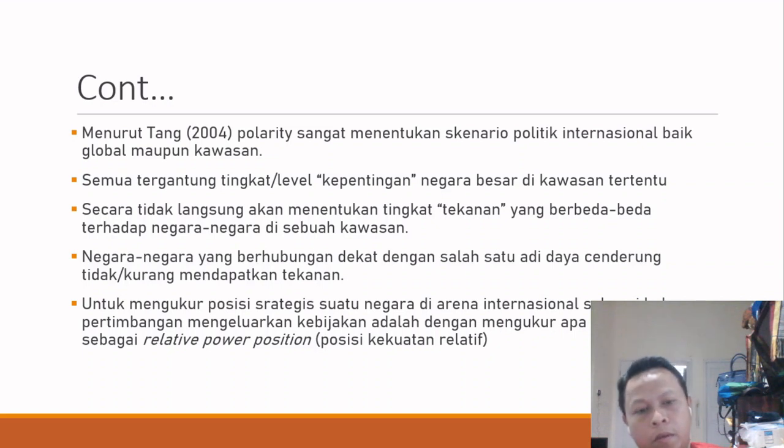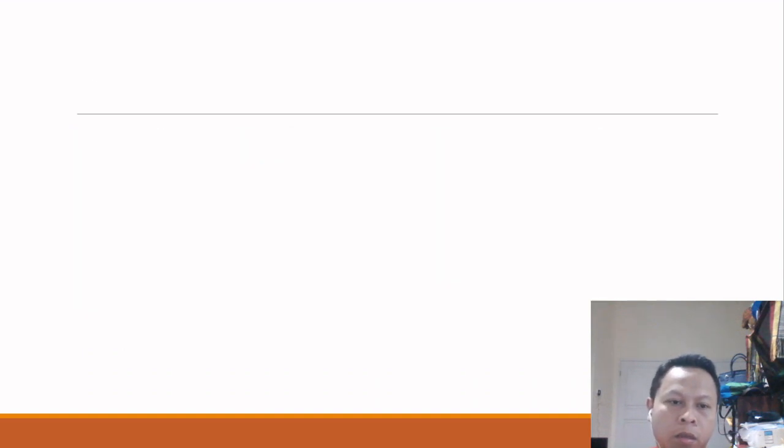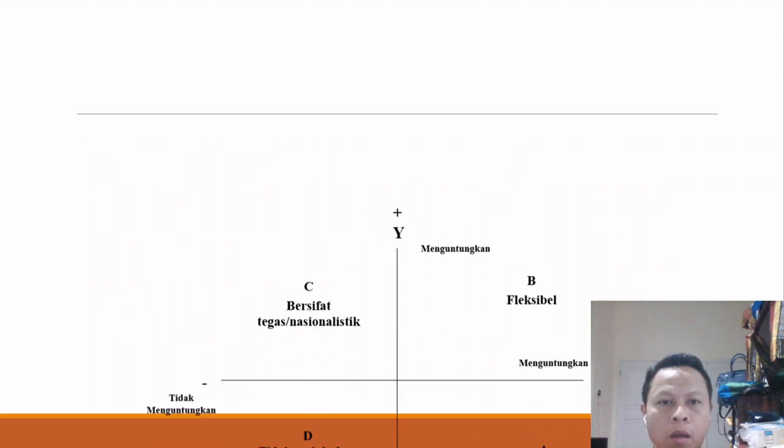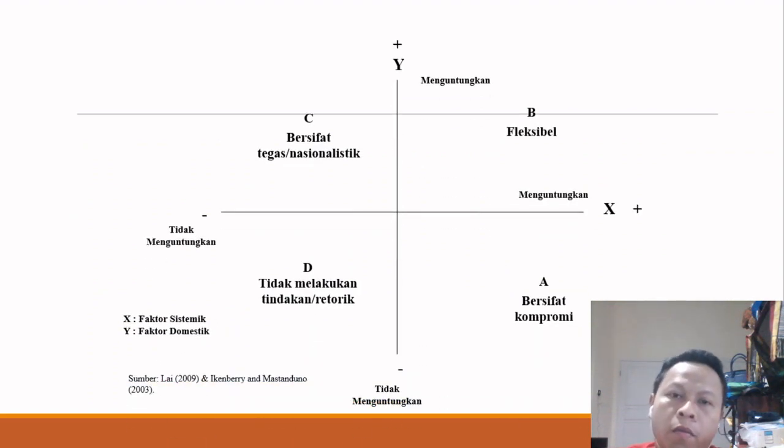So here we can define what level of pressure exists using what we call relative power position. Which position our country holds in the international system, we can examine using relative power position, or posisi kekuatan relatif. This is the formula if we want to understand where our country's position is. This is a simple illustration. The mathematical formula, I think we already understand.